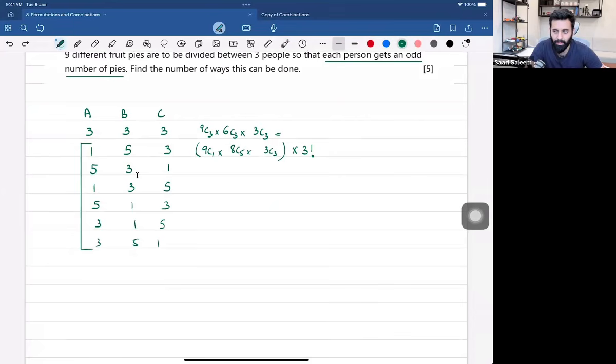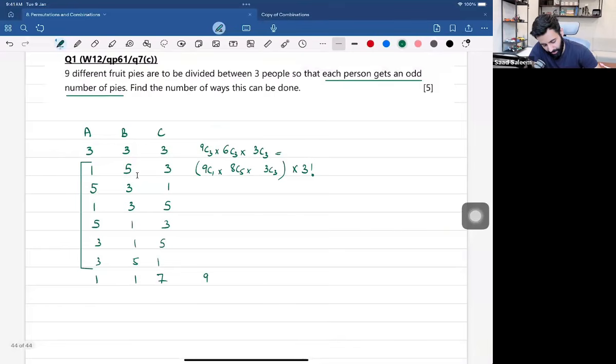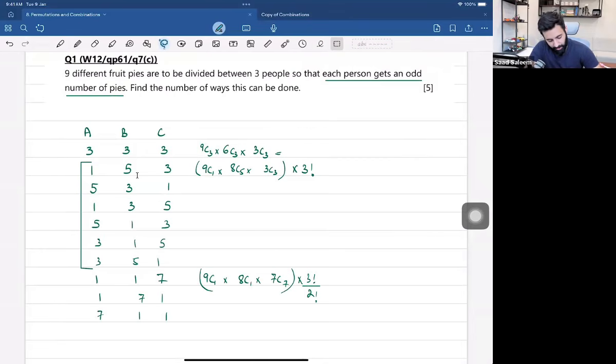Okay, and just like that, there's more. There could also be 117. Okay, so how many ways can you arrange 117? First, let's find out how many ways the pies can be divided. That would be 9C1 into 8C1 into 7C7. Now we know that 117 can be arranged 3 factorial divided by 2 factorial number of ways. So altogether, basically 3 ways. And what are those 3 ways? Those are 117, 171 and 711. Okay, so instead of working them out one by one, we can just multiply it by the number of arrangements.